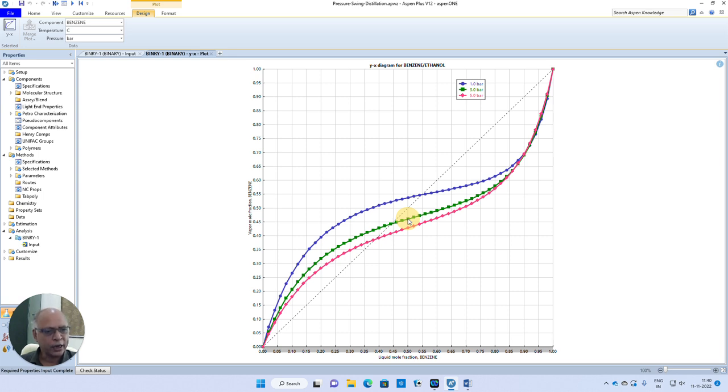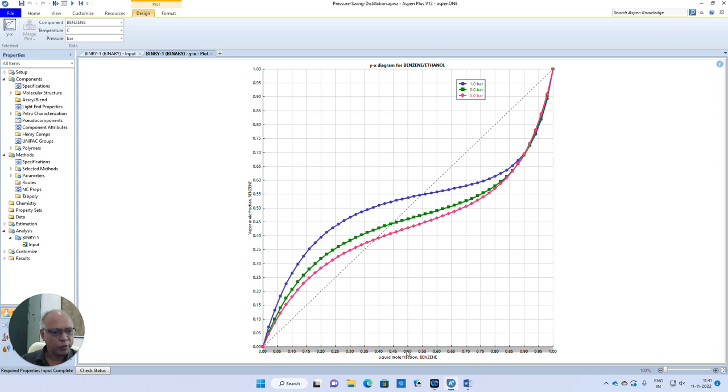Starting from here, if you operate the column at 3 bar, we should be in a position to get almost pure benzene from the bottom product of the first column. Similarly, if you analyze the composition of the top product of the first column, if it falls towards the left of the azeotropic composition at any other pressure, we should be able to get pure ethanol as a bottom product from the second column, operating at that kind of a pressure.